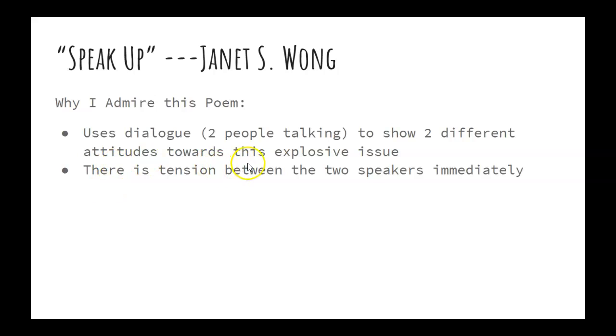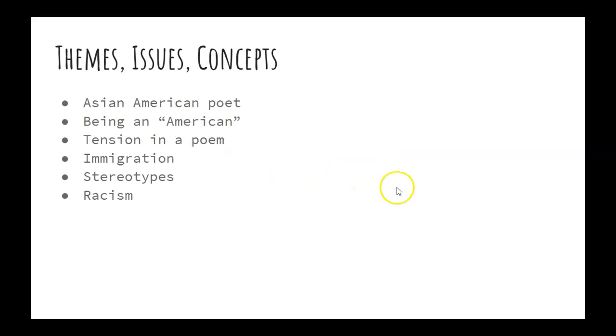I don't think there's any words you're not going to understand other than the pronunciations of a couple of Korean words. So the themes in this one, she's an Asian American poet. What does it mean to be an American? There's tension, immigration, stereotypes, and the main thing that it deals with is racism. And we'll talk about that more when we have our live Zoom.